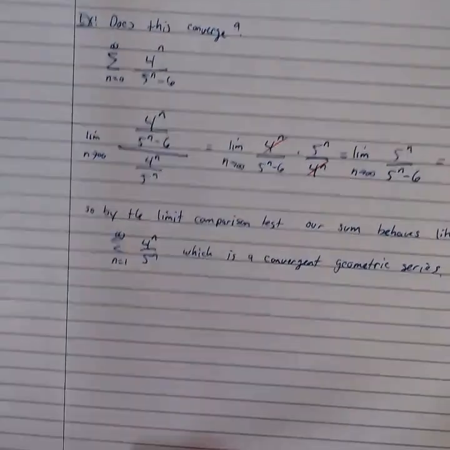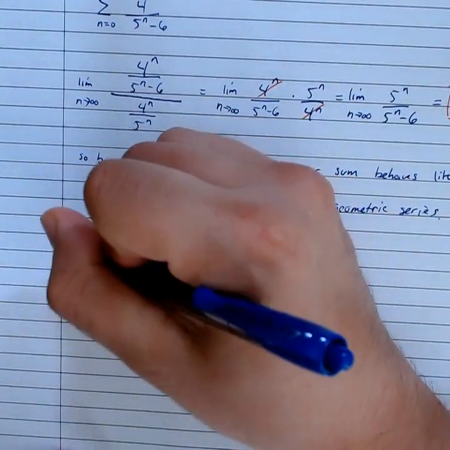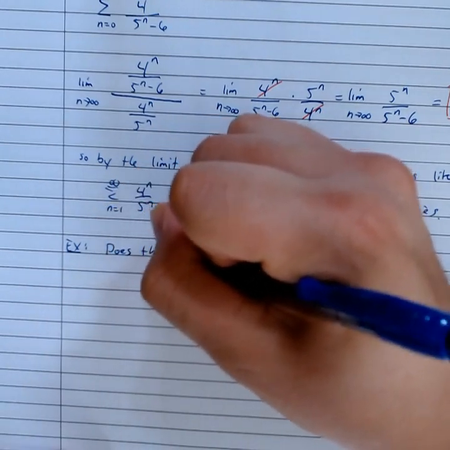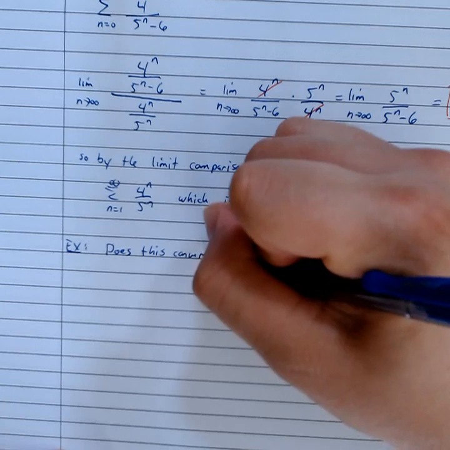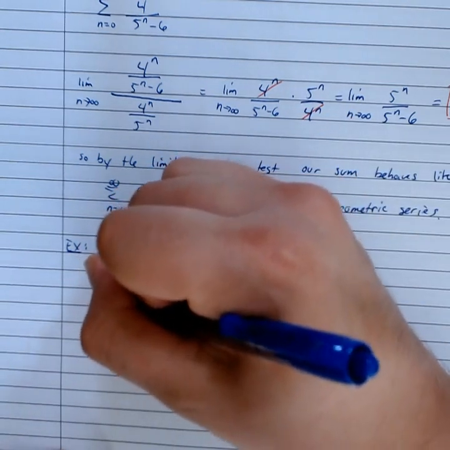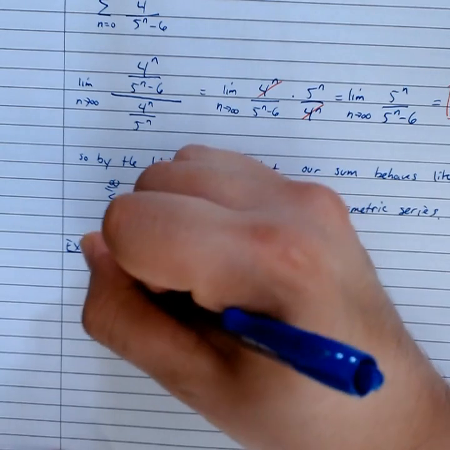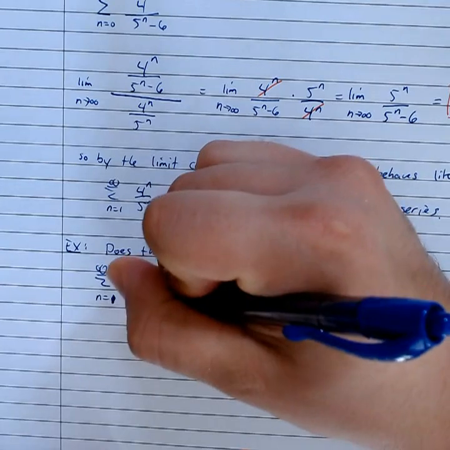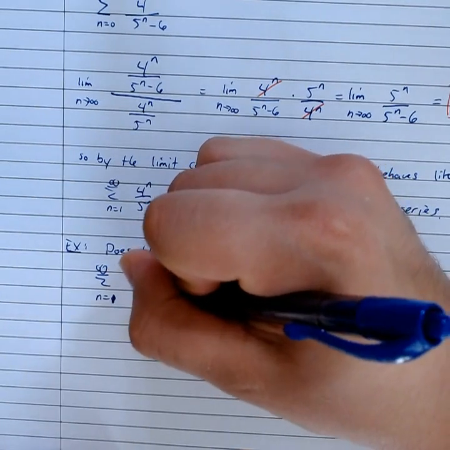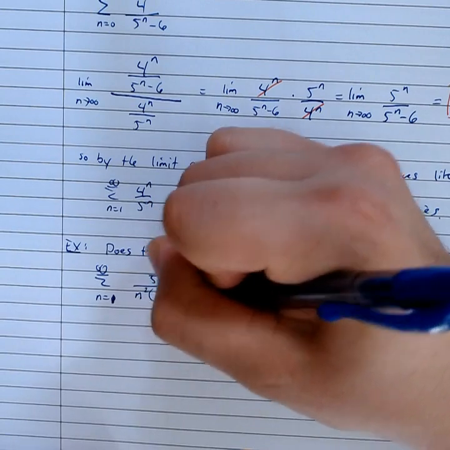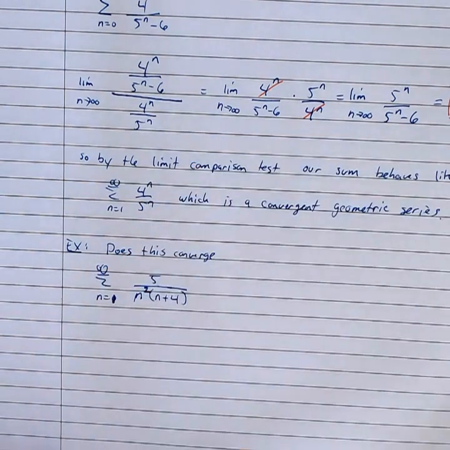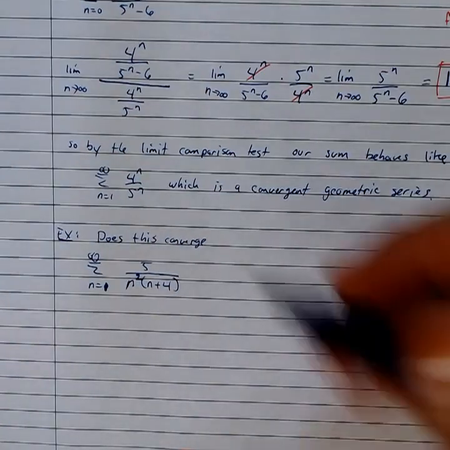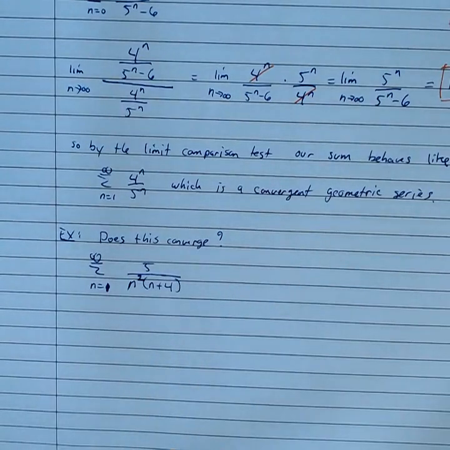And seeing that again, let's see what happens if you take the series, and here again the question is, does this converge? We're going to take the sum as n goes from 1 up to infinity of 5 over n squared times n plus 4. Once again, whether we're using the direct comparison test or the limit comparison test, we want to go ahead and find something to compare this to.